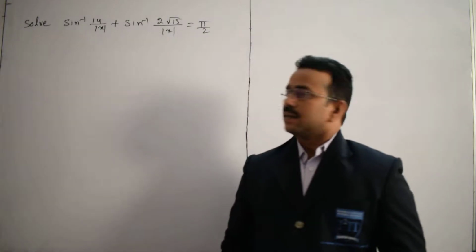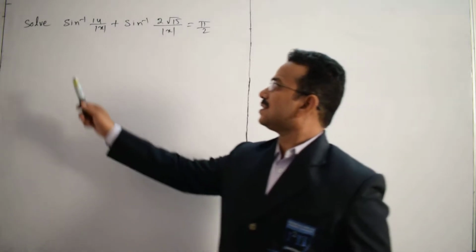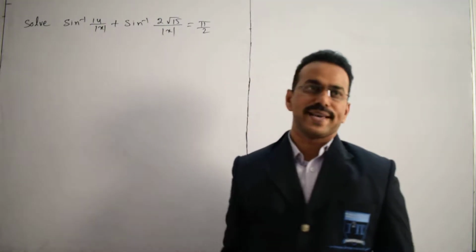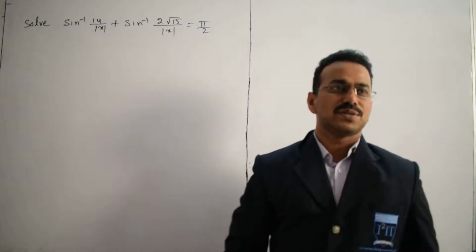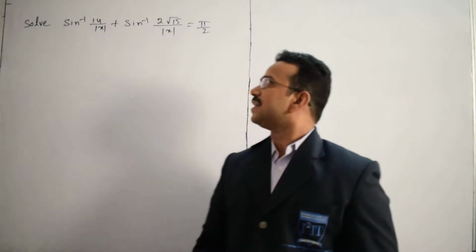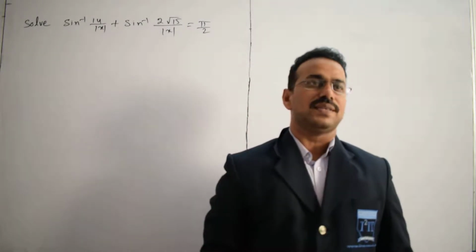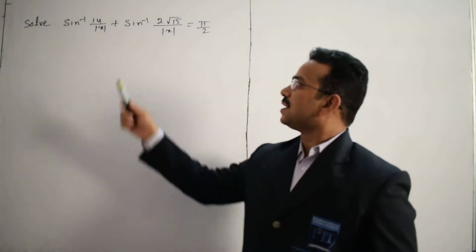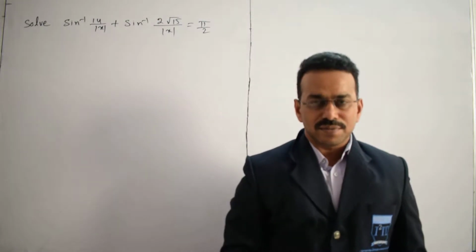Hi, let's discuss the solution of the given equation. Here what is the given equation? Sine inverse of 14 by mod x plus sine inverse of 2 root 15 by mod x equals to pi by 2. This is the given equation. Here our task is to calculate the values of x. For that we have to eliminate the sine inverse. Automatically we will get the required values of x.